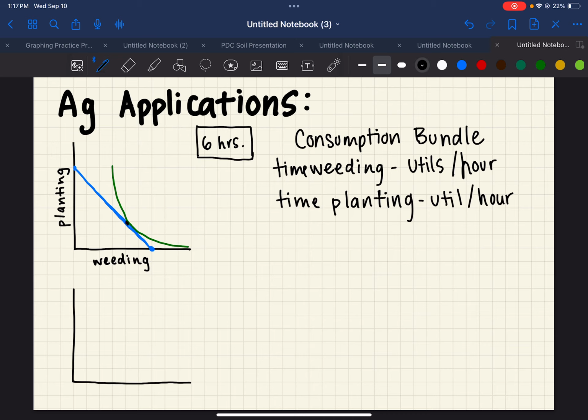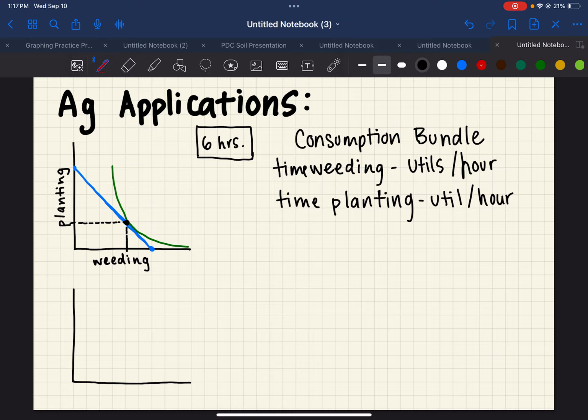And you would find, let's say that's the point where it's really tangent. So this point would tell you that the optimum way to spend your time budget, your 6 hours of work, would be to do 4 hours of weeding and 2 hours of planting, if your indifference curve lands right there.